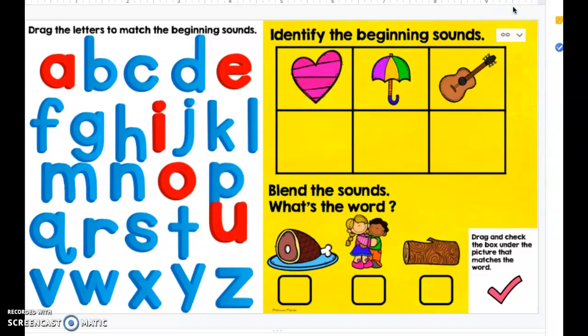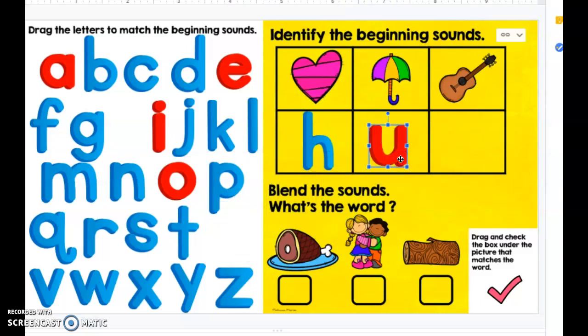Now we have another one. We have three new pictures, which means we're blending a brand new word. The first picture is a heart. Heart. So think to yourself, what letter makes the h sound? If you said H, you are correct. The next one is an umbrella. Uh, uh. What vowel makes the sound? If you said U, you are correct.